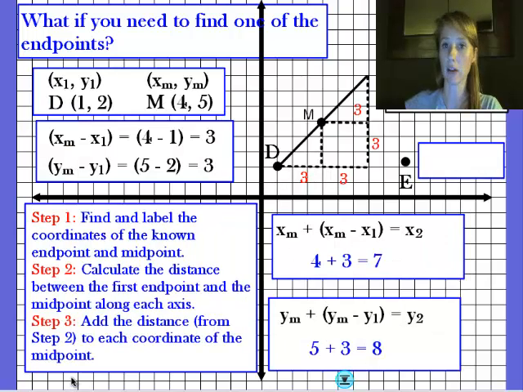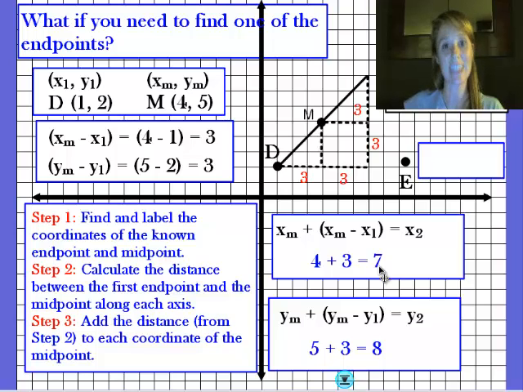Step 3, our last step. What I want us to do is add the distance from step 2 to each coordinate of our midpoint. I'm going to take the x-coordinate of our midpoint and add that to the distance we found in step 2. So 4 is the x value of my midpoint. I'm adding that to 3, which is our distance from step 2. So 4 plus 3 is 7. So 7 is the x-coordinate of my second endpoint.